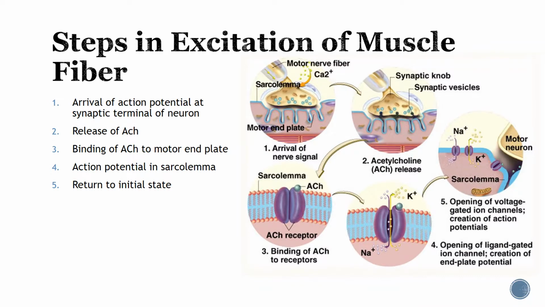Steps in excitation of a muscle fiber. The first part is the arrival of the action potential at the synaptic terminal. And then you release acetylcholine, and then there's binding of the acetylcholine to the motor end plate, and the action potential goes into the sarcolemma, and then you return to the initial state.